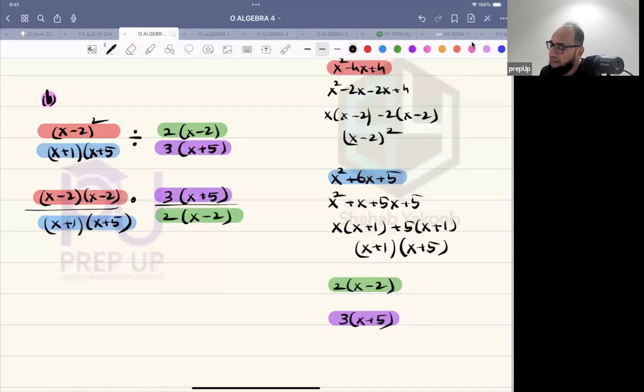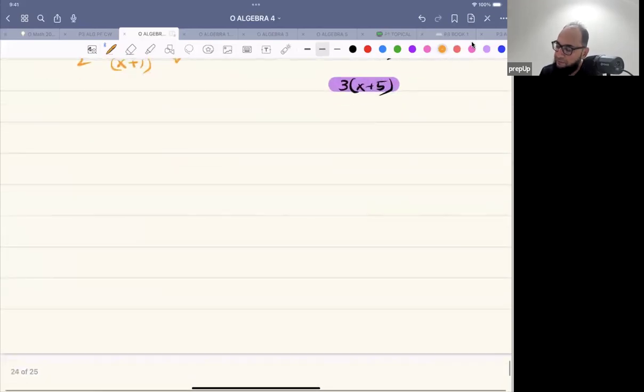Now start the cancellation. So in cancellation, we are using this orange marker. So x minus 2 cancels out. X plus 5 cancels out. And what remains? 3 remains, 2 remains. So 3 over 2 as it is. And then this x minus 2 at the top. And we are left with x plus 1 at the bottom. And that is the answer for this particular one.